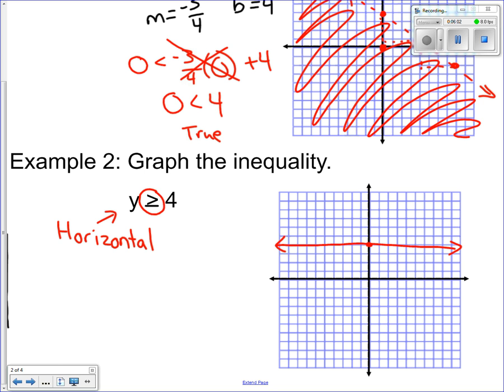And then if it's a horizontal one, it's pretty easy just to think, if we need to be greater than that, we should be above the line. So I'm going to shade everything that's above that. So that's my answer to this one. This solid horizontal line, and then everything that's up above that.